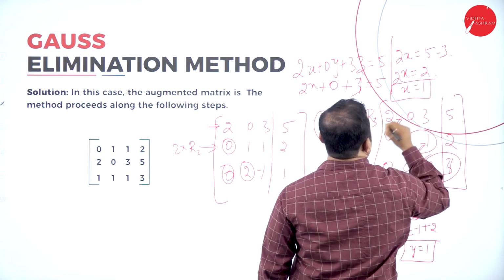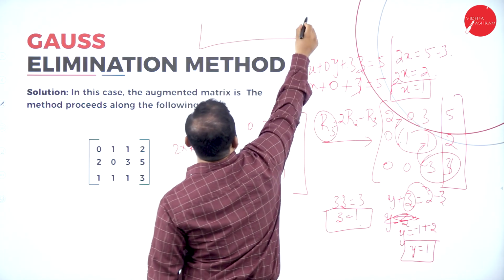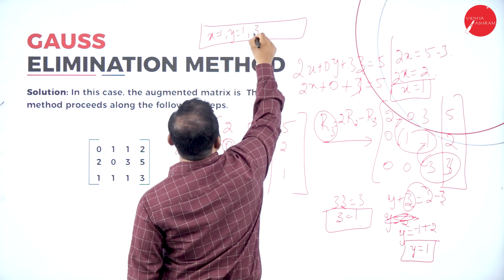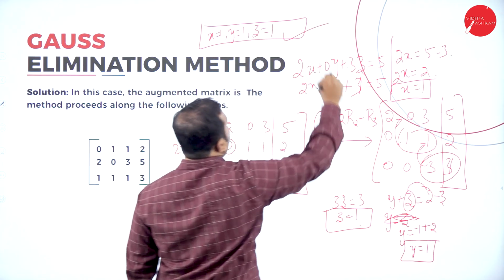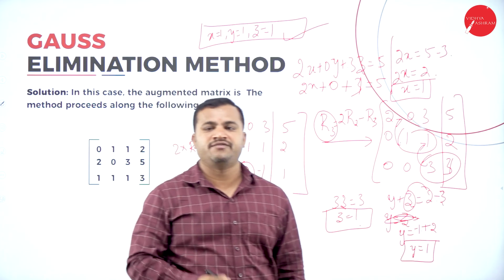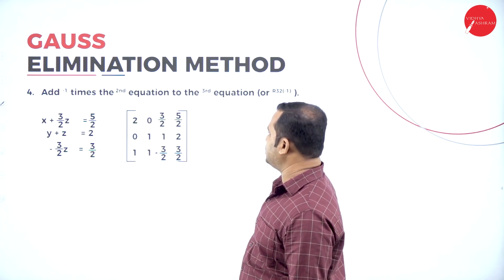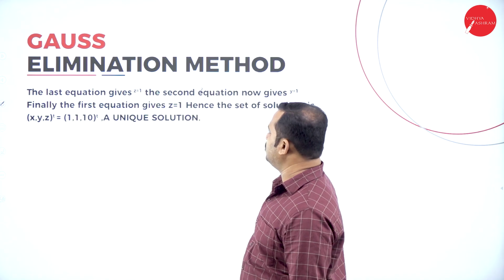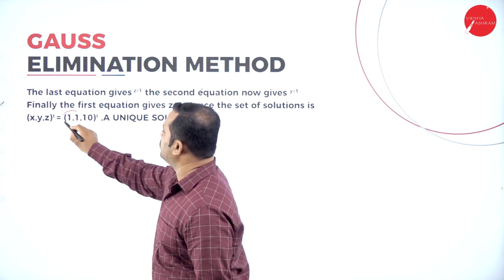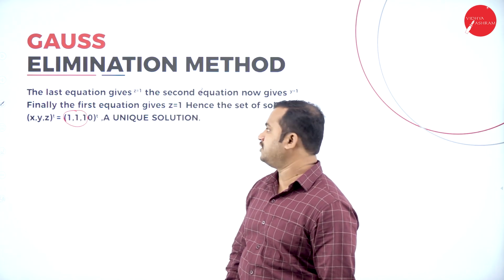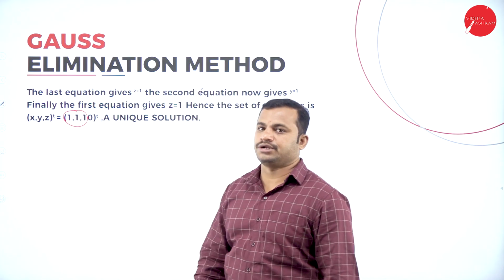So we have found the values of the unknowns x, y, z. x equals 1, y equals 1, z equals 1. These are the unknowns x, y and z. We have determined them with the help of these row operations. As a result, you will find the values 1, 1, 1 for x, y, z. This is a unique solution.